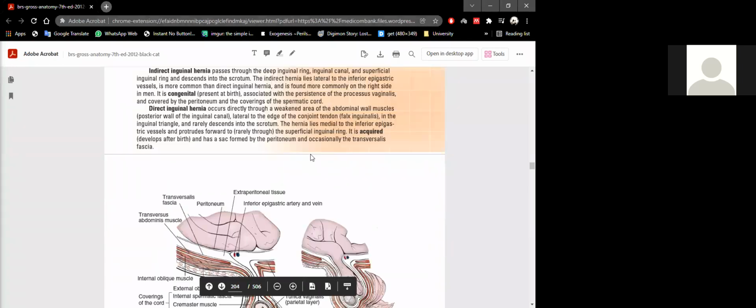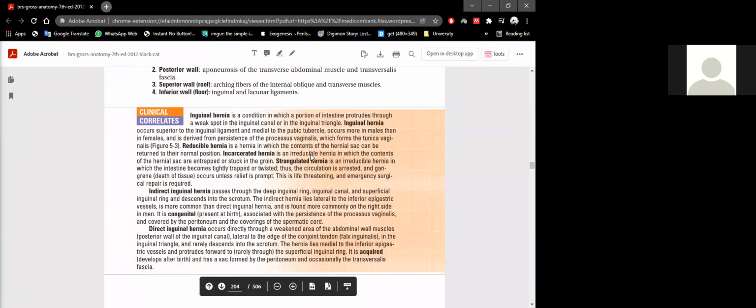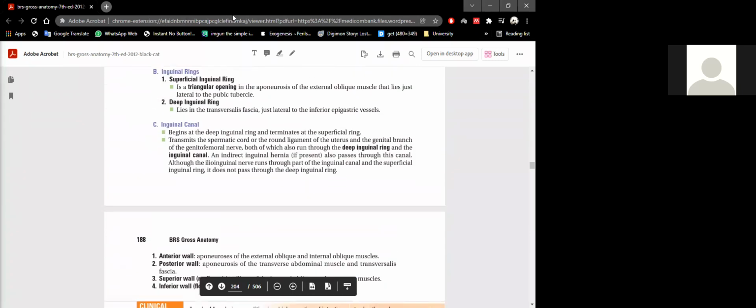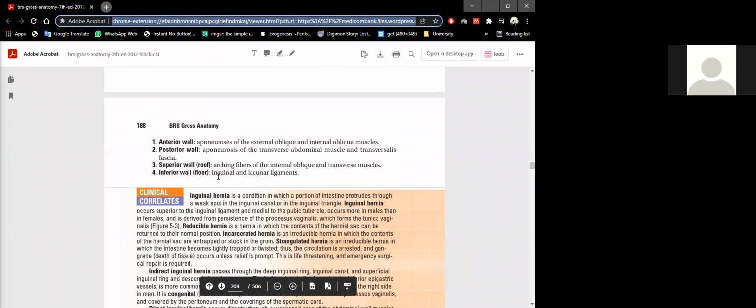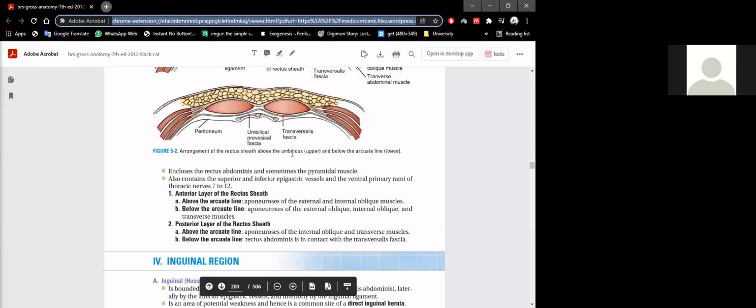It's a pretty nice book. You can easily find it. I literally just searched BRS anatomy PDF, found the first one and opened it.